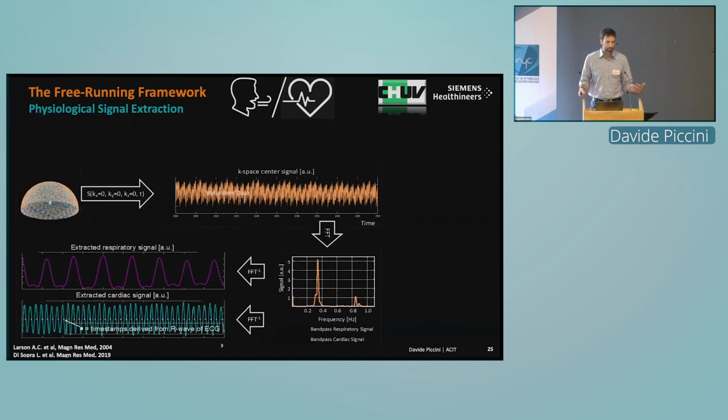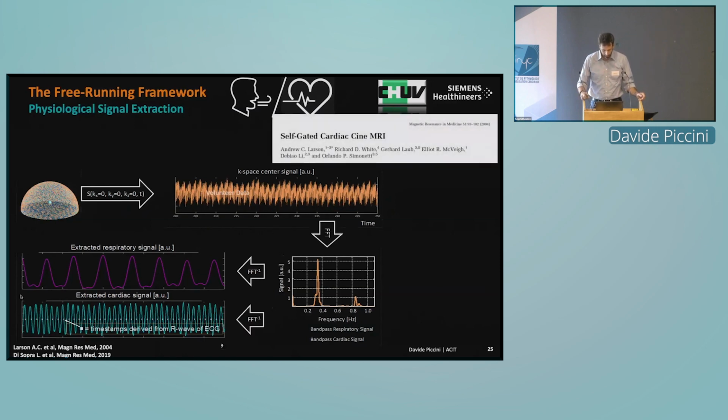And then you try to extract the part of the signal, or the principal components of the signal, that have the most energy in these two frequencies, so that you can end up with two different signals, one that represents respiration and the other that represents the cardiac motion. And then you can start sorting your data.